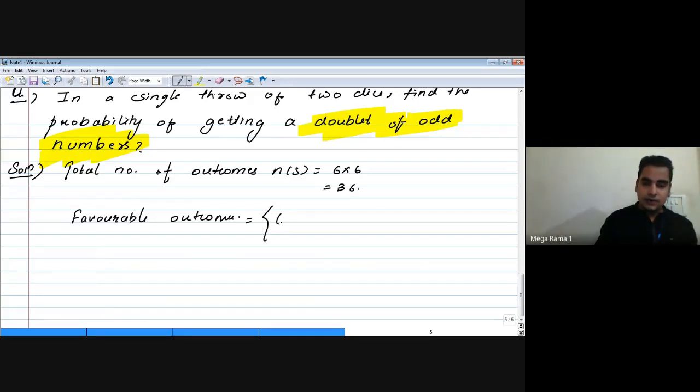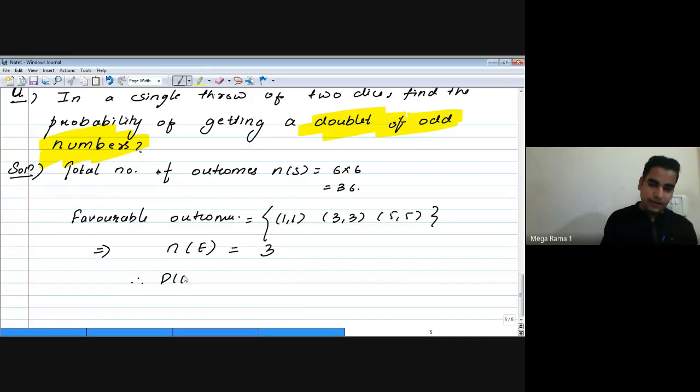So these are the favorable outcomes: 1 comma 1, 3 comma 3, 5 comma 5. These are the only possible outcomes that we are going to get, right? So what is the total number of favorable outcomes? We have 3. Therefore, the formula of probability we know is n(E) by n(S), that is 3 by 36, which means 1 by 12. 1 by 12 is the answer.